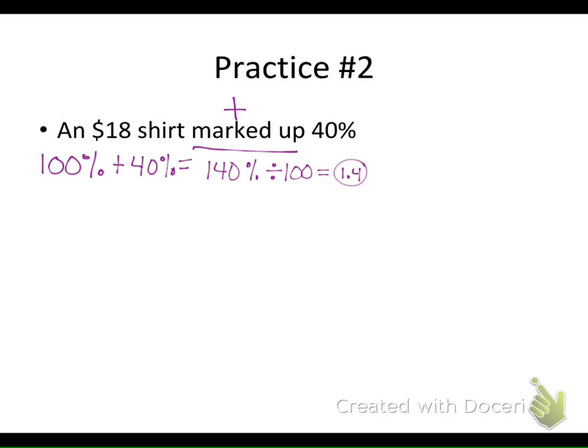Yeah, so what's the original amount of the shirt? 18. So I'm going to take the $18 and multiply it by my multiplier. What's my multiplier? 1.4. Okay. So when you type into your calculator 18 times 1.4, what do you get? 25.2 you said? I'm sorry.